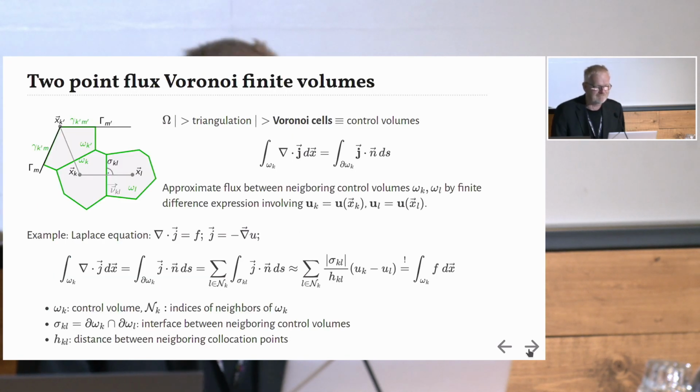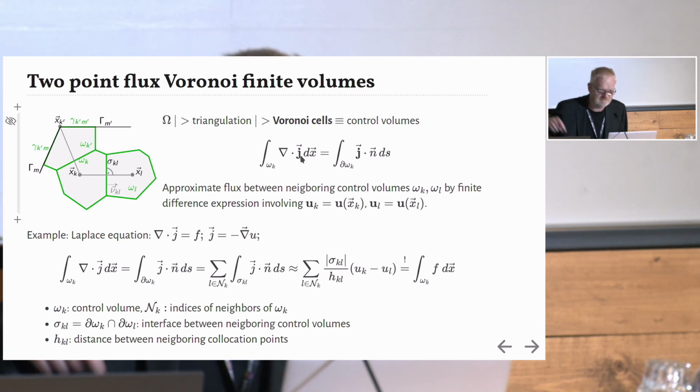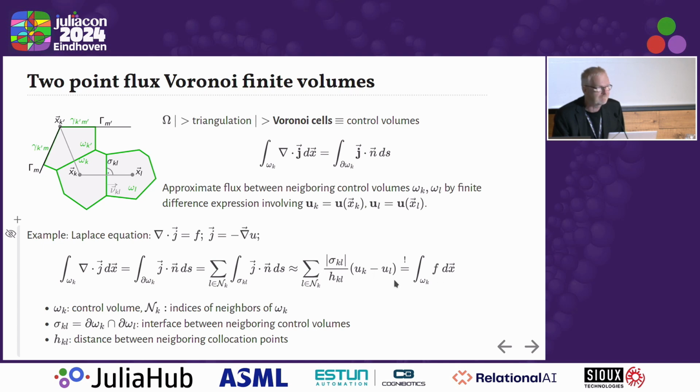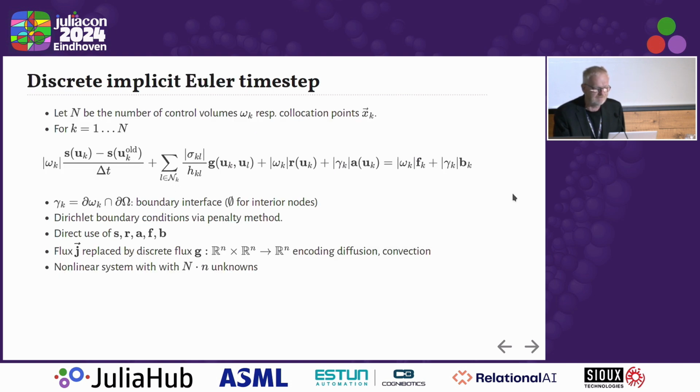And I'm using the two-point flux finite volume method. The idea is that I take my domain omega and triangulate it by creating a Delaunay triangulation. Then I can create the Voronoi cells, which serve as control volumes, and then I can use the Gauss theorem in order to cast the integral over the divergence of the flux over the control volume into a surface integral over the fluxes with the neighboring control volumes. For the Laplace operator, for instance, I get this kind of finite difference equation, which is a discrete approximation and discretization of the continuous system. This can also work in 1D or in 3D. And for the whole system, I get a coupled nonlinear system of equations. This is basically for the discrete implicit Euler time step.